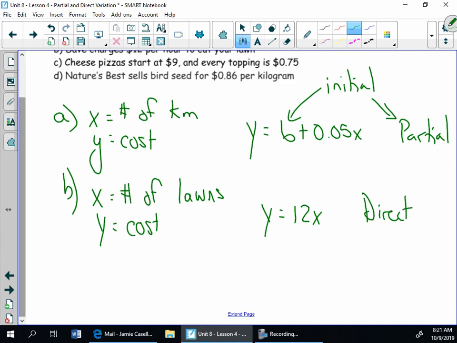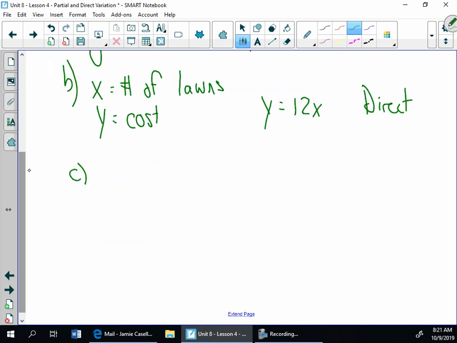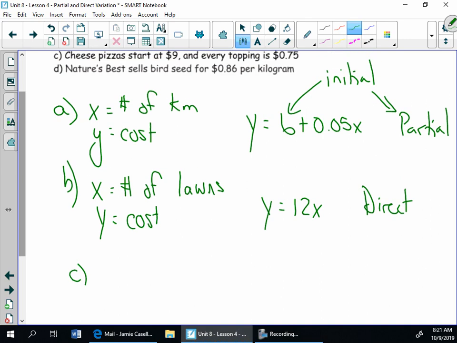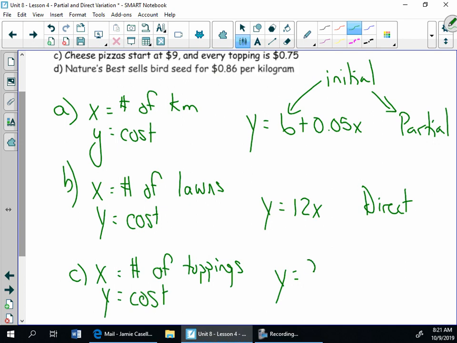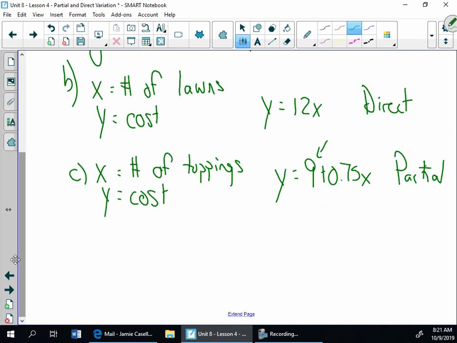Try C. Now at this point, I would pause it, see if you can get this one yourself, okay? Okay, cheese pizza start $9, and every topping is 75 cents. That sounds awfully like the first one, right? Number of toppings. Y has to be the cost. Notice that money is almost always our Y value. Okay, what do pizza start at? $9, and they go up 75 cents for every topping. We have an initial value, so it must be a partial equation. There's my initial.